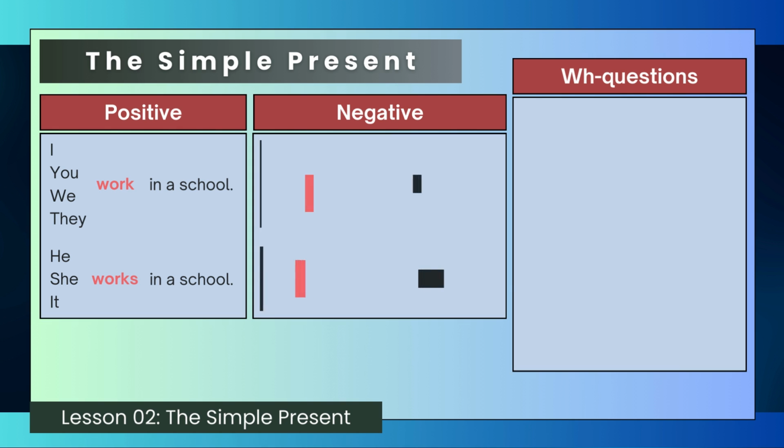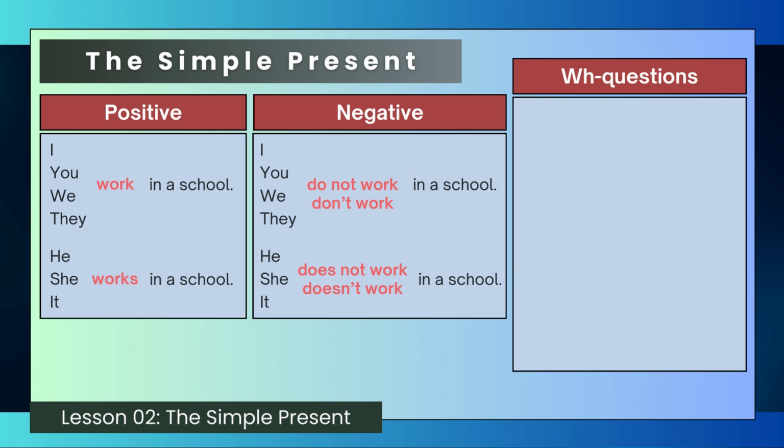Now, let's look at the negative structure. Here, all you need to remember is to include the auxiliary verb, also known as the helping verb do or does, conjugated to match the subject. So you could say, I do not work in a school. You do not work in a school. We do not work in a school. They do not work in a school. He, she, it does not work in a school.